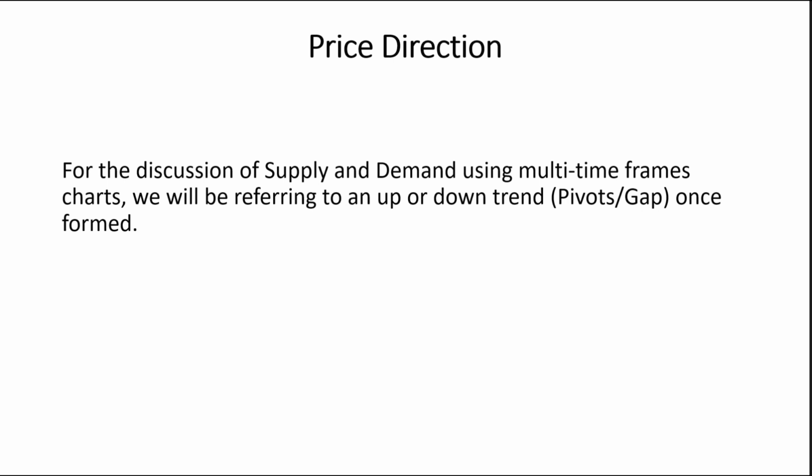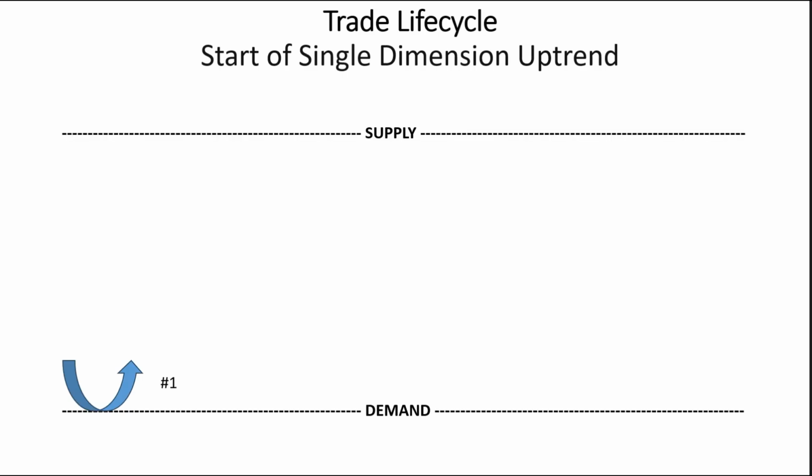For discussion of supply and demand using multiple time frames, we'll refer to using the up or down trends, whether it be the pivot or the gap, once it's formed. So we're just going to pretend we have all that. We're not going to go into how we got it. We just got it. So you've got your supply and your demand. This is just a single chart. We're not involving multiple time frames. We're not getting there yet. That's totally something bigger. This is just strictly a single chart.